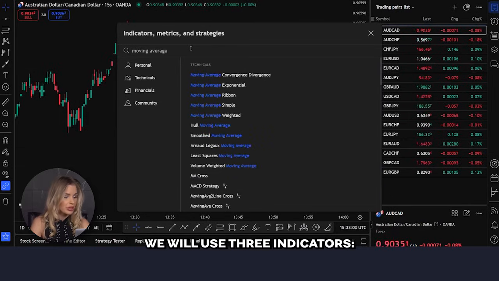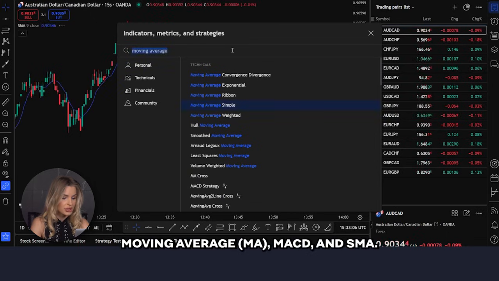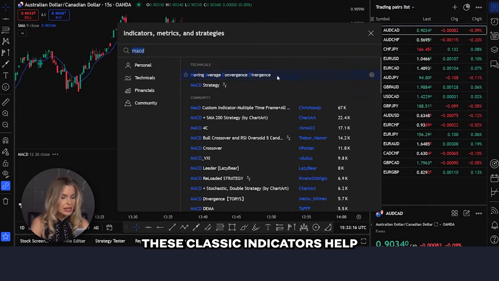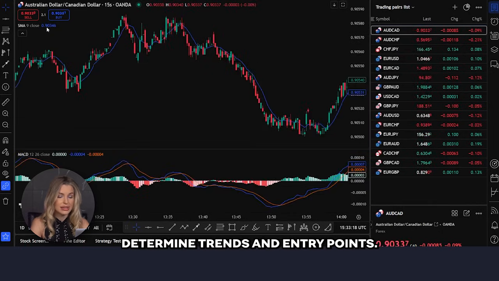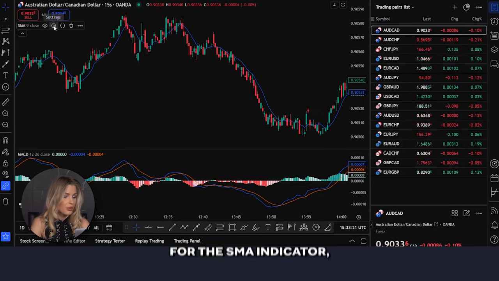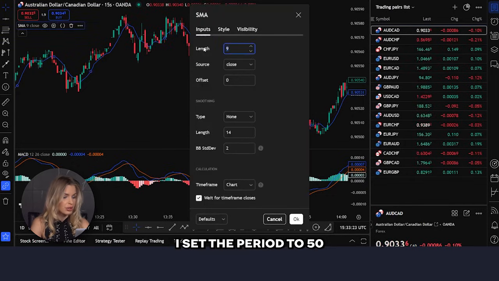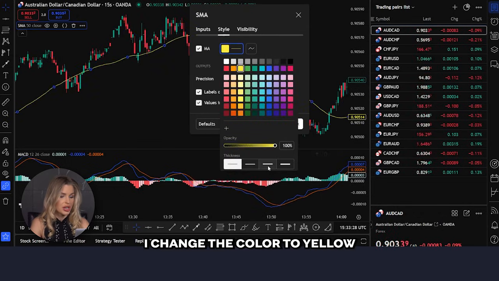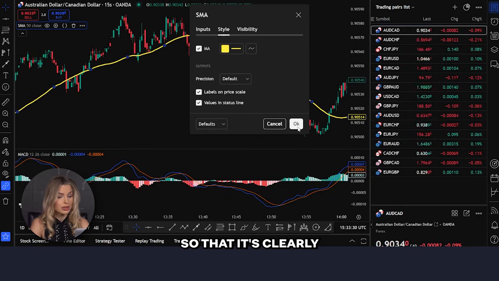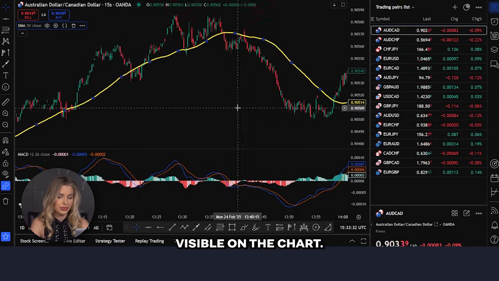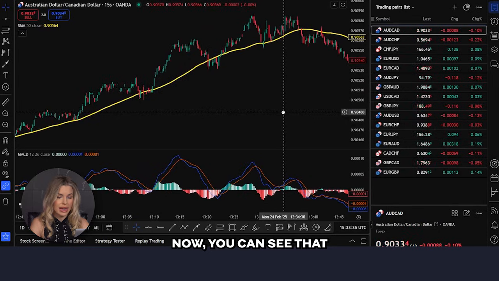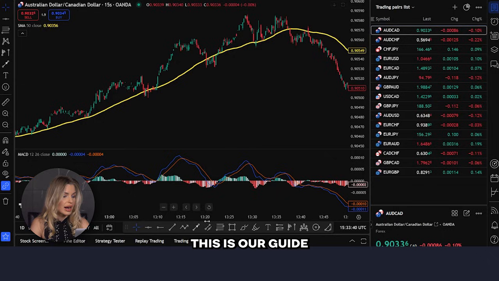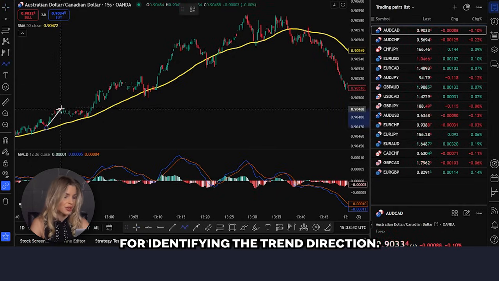For analysis, we will use three indicators: moving average, MA, MACD, and SMA. These classic indicators help determine trends and entry points. For the SMA indicator, I set the period to 50 to see the medium-term trend. I changed the color to yellow so that it's clearly visible on the chart. Now you can see that SMA is highlighted in yellow. This is our guide for identifying the trend direction.